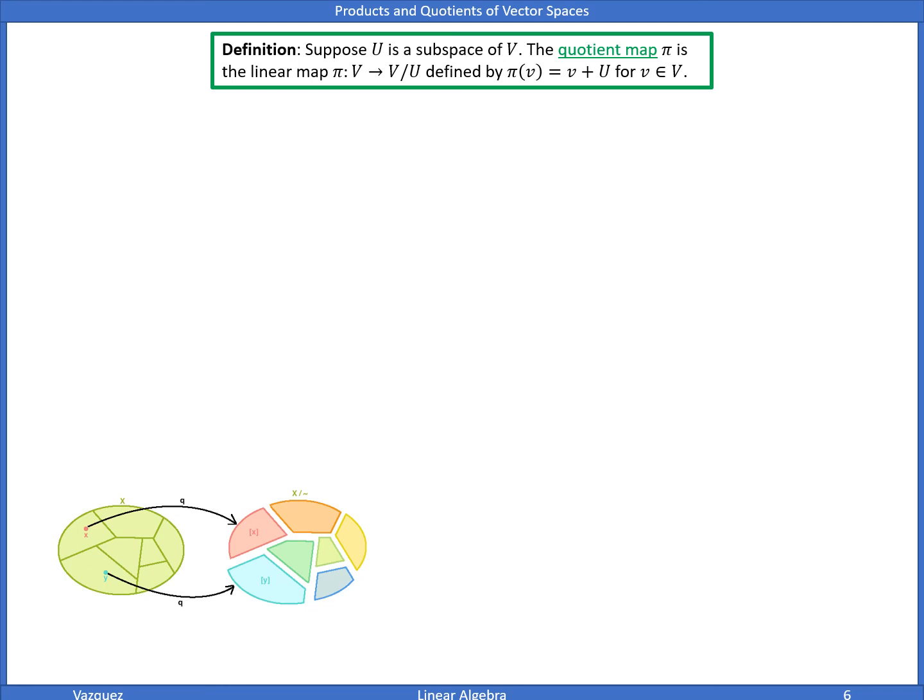And how do we define that map? We take the vector v and we map it to v plus U, where again, U is a subspace of V. So again, here pi is a mapping. It is not the irrational number you're thinking of, 3.14, and so on and so forth. So again, that's how we're defining what a quotient map is. Actually, I suppose a good exercise would be verifying that this is indeed a linear map.